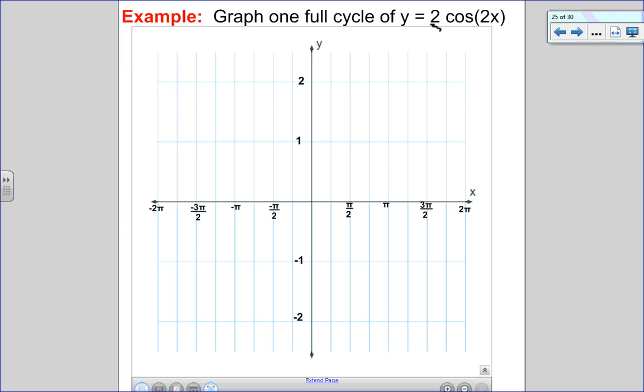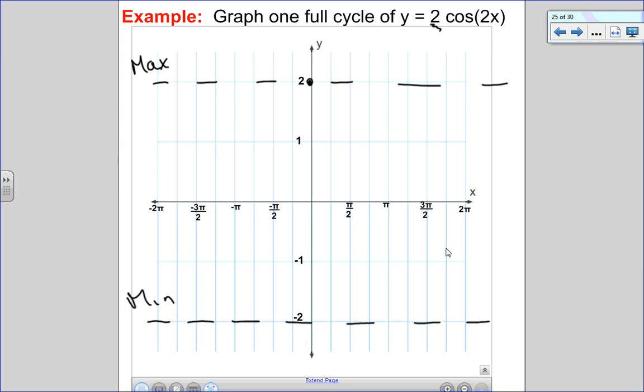Now cosine starts at a maximum, normally at 1, but I'm going to vertically stretch that by a factor of 2. So I know that that's going to be my start point, and in fact that is going to be my new maximum. I'll just draw like that so I know that that will be my maximum. Now normally my minimum is at -1, but I've vertically stretched it by a factor of 2, so that will be my new minimum.